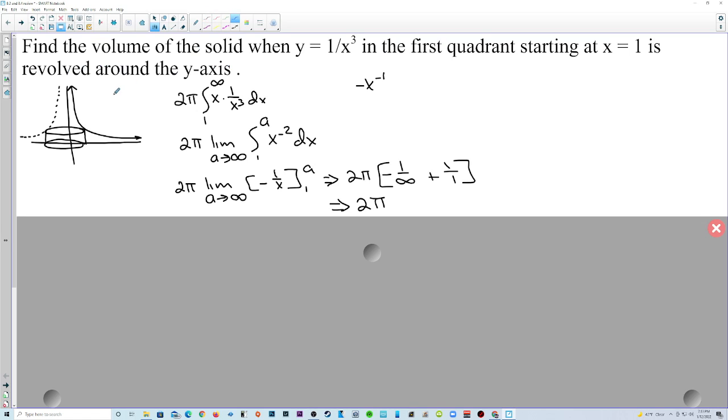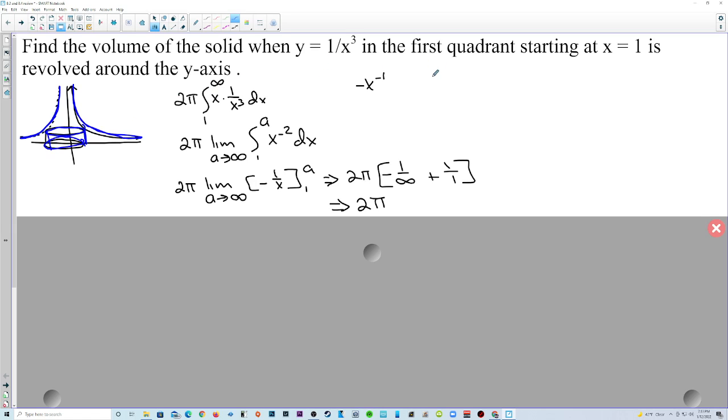Let's get a different color here. This is 1 over x to the third right here. That's what the shape of it looks like. And if we go half turn around the y-axis, there's the other side. Now we're going to use the shell method to find the volume. So there's one shell, there's one cylinder right there.